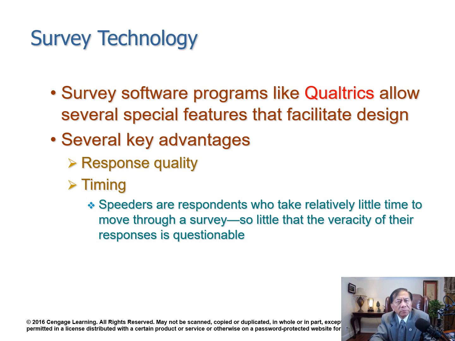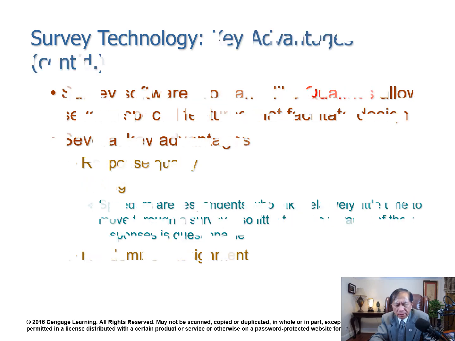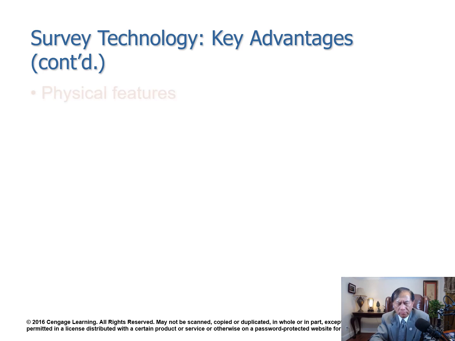Speeders are respondents who take relatively little time to move through a survey, so little that the veracity of the response is questionable. Okay? The speeders. Randomized assignment. You can randomize assignment. The key advantages of survey technology.